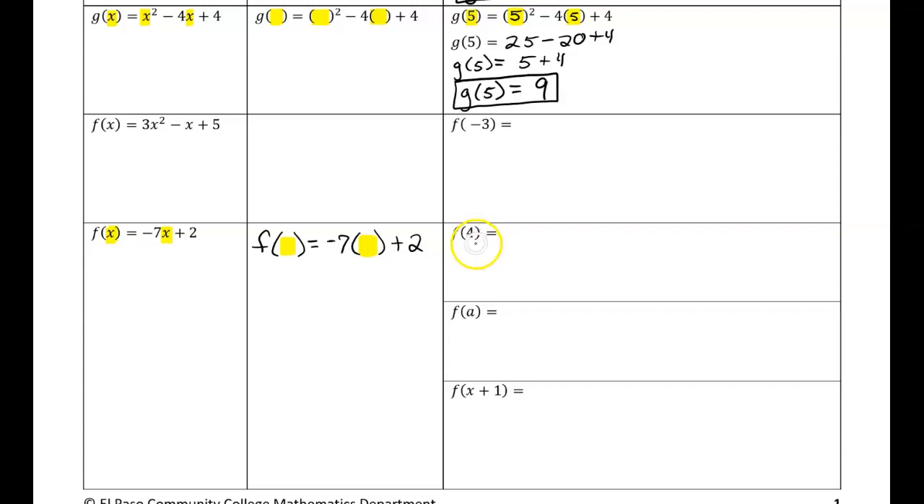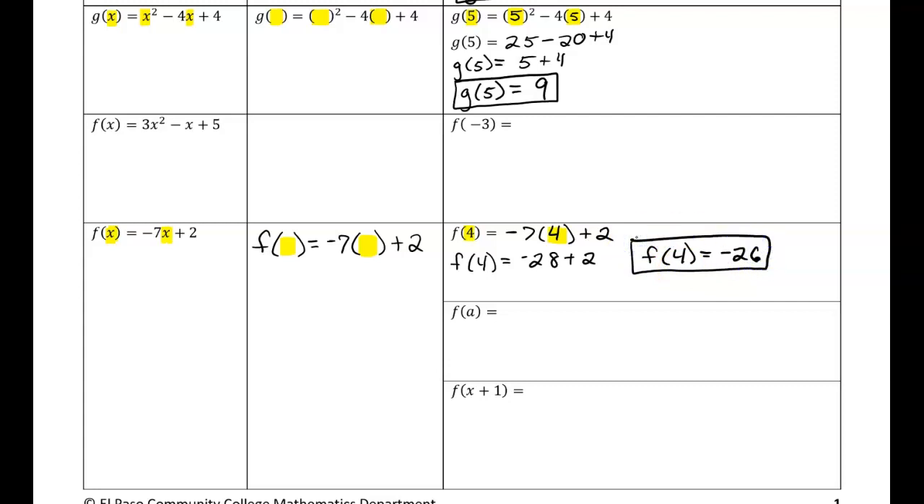So the first one, f of 4, we're finding the value of our function at 4, the y value when x is 4. So going by my skeleton, negative 7 times, there's the blank, my substitution step. I'm going to plug in the 4. So then I will say, by order of operations, negative 7 times 4 is negative 28 plus 2. So we have f of 4 is equal to negative 26. Right? Not bad.